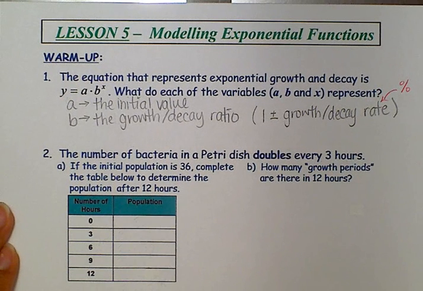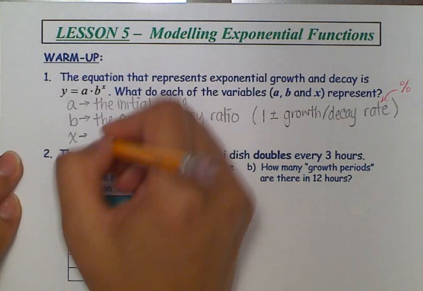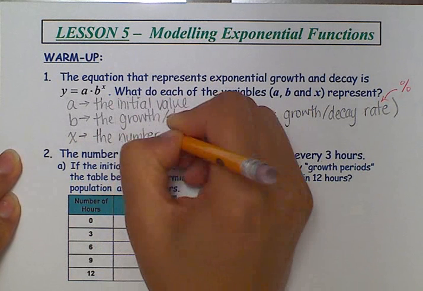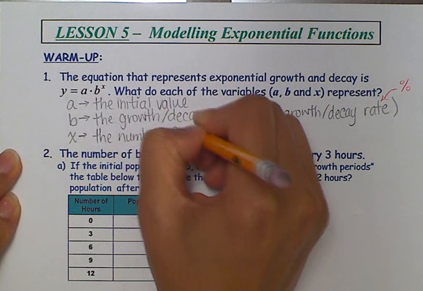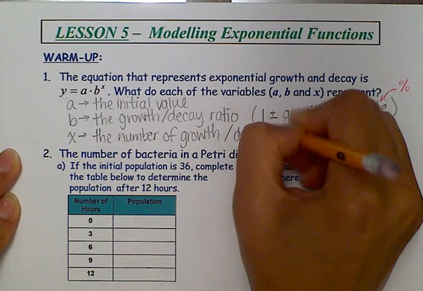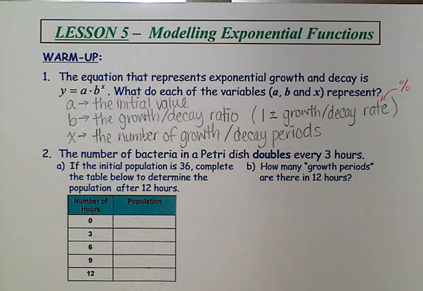Okay, and the last part is x. x represented the number of growth or decay periods. Or in other words, let's say every year a population decreased by 10%. So then what that means is in 5 years there's been 5 decay periods. Every year it decays 10%. So this happens 5 times over a span of 5 years.